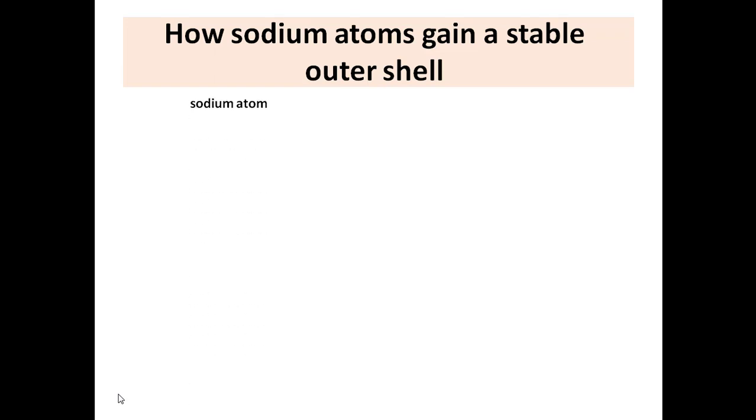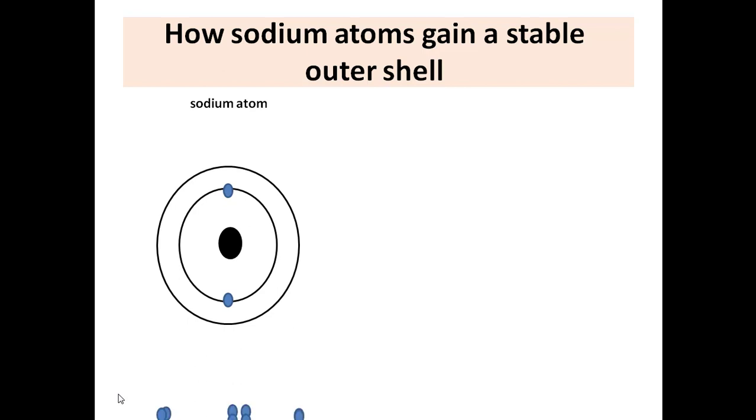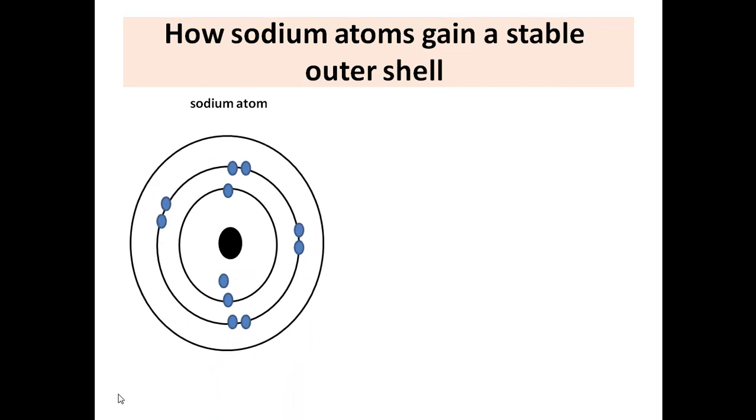For example, here we have sodium atom. Sodium atom has 11 electrons. If you go to the periodic table, you're gonna see you have 11 electrons for a sodium atom. So if you want to distribute them in the shells, you know the first shell's capacity is 2 electrons, the second shell is 8 electrons, and then we got only 1 electron here. According to this atom, it has 1 electron in its outer shell, and actually this atom is not stable.